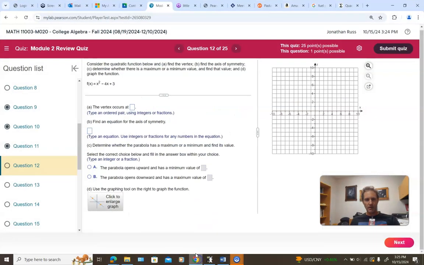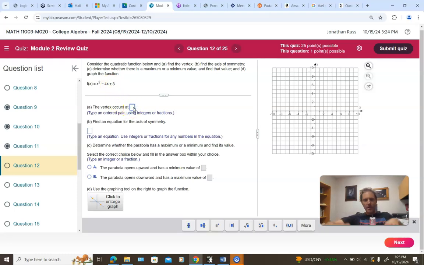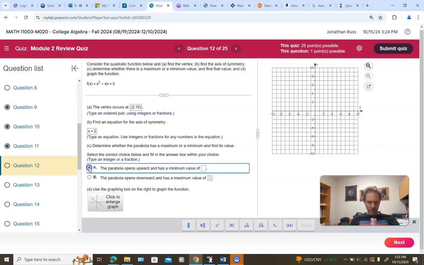All right, so let me type this in, 2, 15, which means the axis of symmetry is going to be x equals 2, because it always corresponds to that x coordinate. And then because the leading coefficient, or a, is a positive number, the parabola opens upward. So it opens upward and it has a minimum value of 15. That's always the y-coordinate of the vertex.